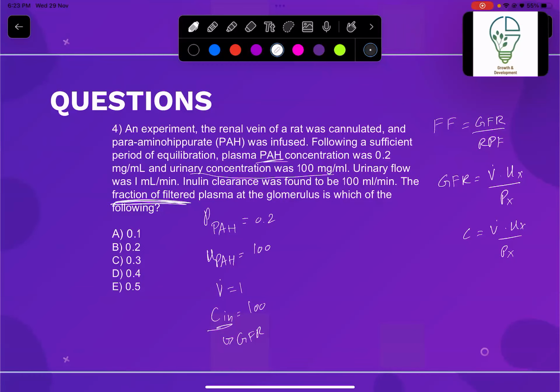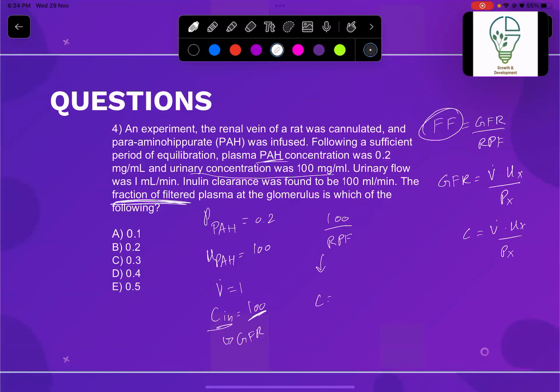So now all that we need to do is just enter all of these values into our equation. Now they're asking for the filtration fraction. So we're talking GFR over RPF. And we already have GFR from the clearance of inulin, which is 100. So we just simply insert the first value in. All that we need to find now is the RPF, okay? So how do we find the RPF? We basically just need to find the clearance of the PAH.